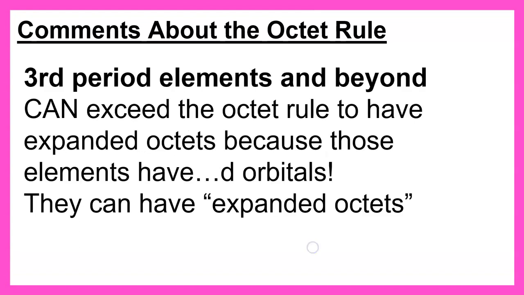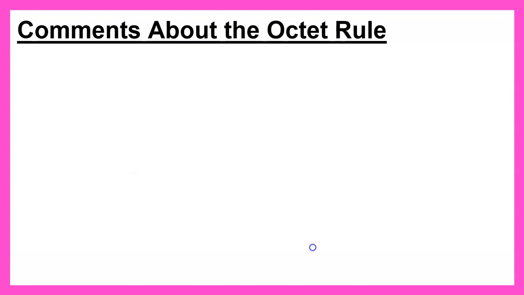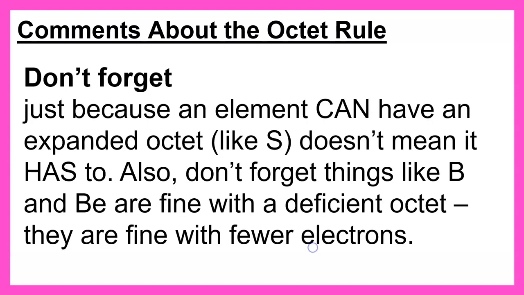Some of our larger elements that have d orbitals like to make expanded octets. They can get much larger than normal. One thing that tends to happen is that people will try to draw things like sulfur and phosphorus with expanded octets always, and they don't always need to have an expanded octet. They can have 8 electrons, so just be careful about those things that tend to break the octet rule. Sometimes they do, sometimes they don't.